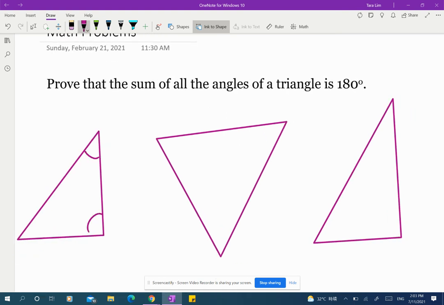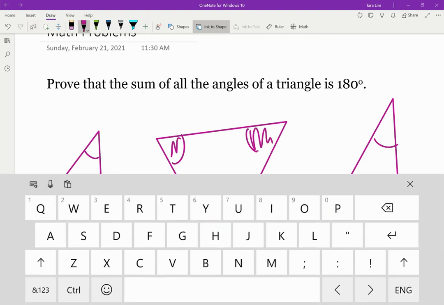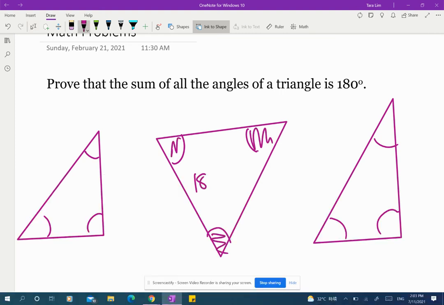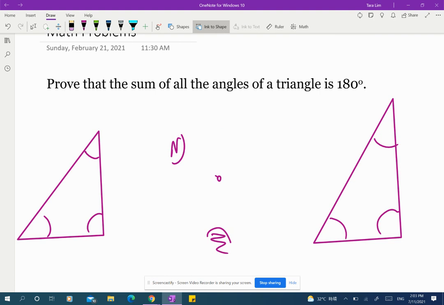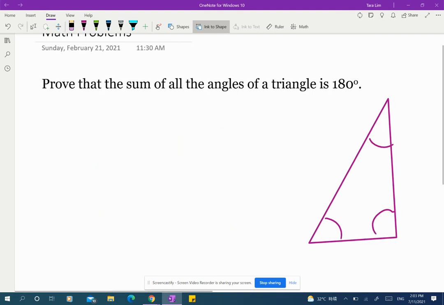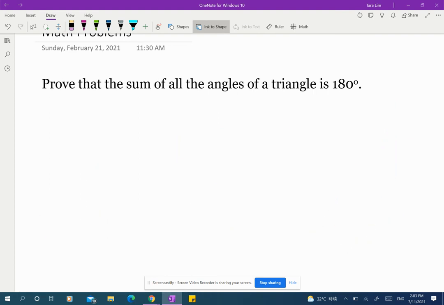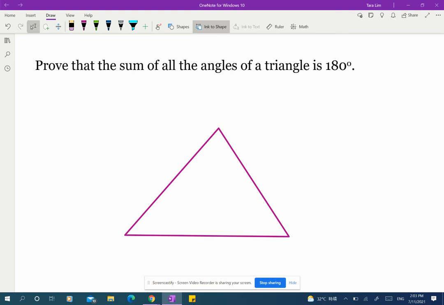We know that all of the angles in a triangle add up to 180 degrees. And we know that all the angles of a triangle, no matter what the size of the triangle, always add up to 180 degrees. So we know for sure that a triangle adds up to 180 degrees. But how do we prove that it is 180 degrees?